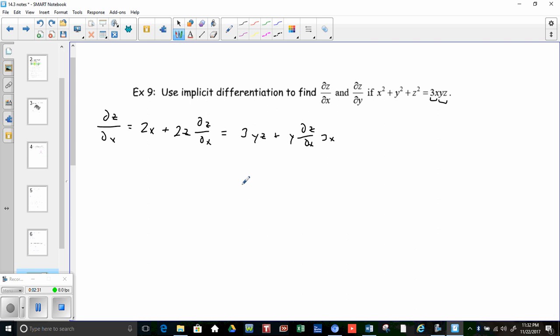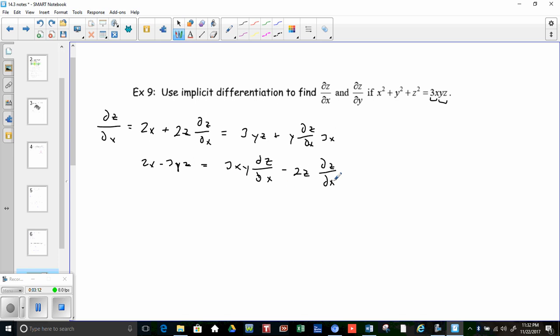So it looks like if we're going to try and solve this thing for dz dx, we need to isolate these on the same side of the equal sign. So I am going to go ahead and move this term to the right side. I'm going to subtract the 3yz from both sides. So we should get 2x minus 3yz equals 3xy, just rewriting this, dz dx minus 2z dz dx.